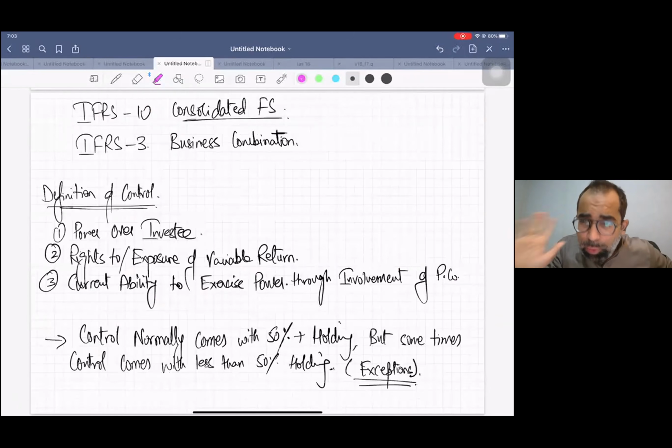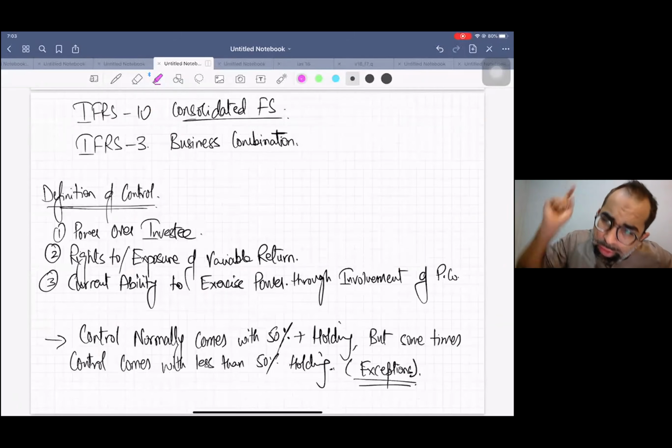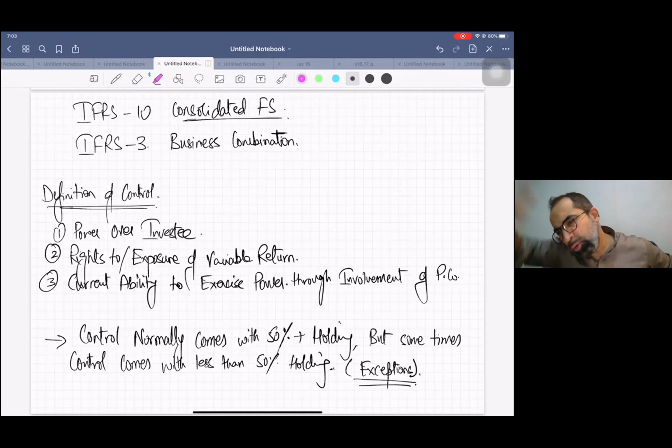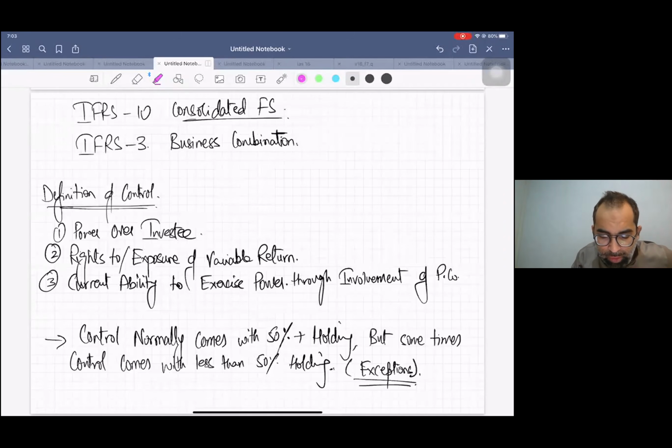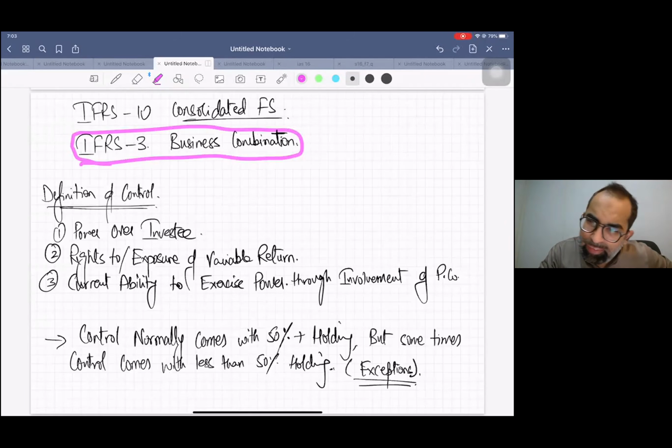If you have control, if IFRS 10 gives you green signal, yes, you have control, then go ahead with the consolidation, whatever we discussed. And how you will do that practical consolidation, that thing will be taught by IFRS 3. IFRS 3 tells you how to do practical consolidation, how to do fair value adjustment, how to do P to S, S to P, and everything we have discussed.